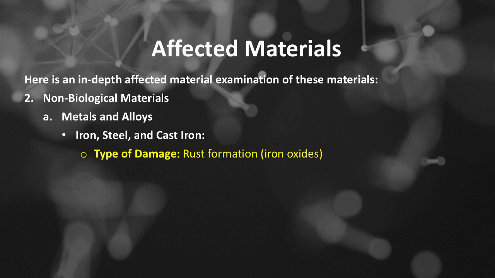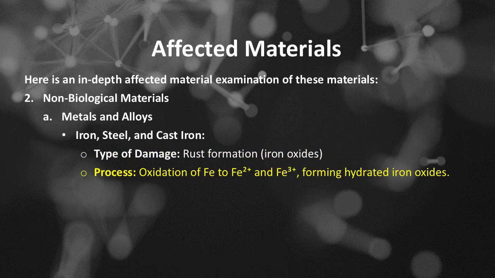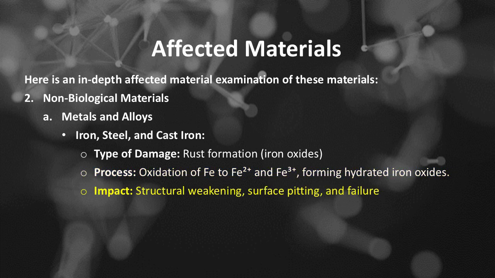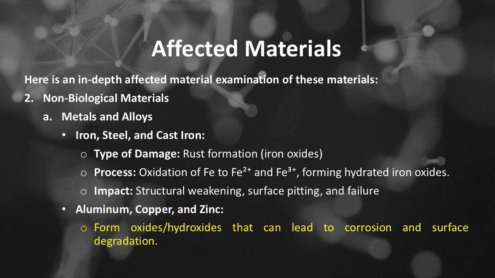Iron, steel, and cast iron type of damage: rust formation, iron oxides. Iron, steel, and cast iron process: oxidation of Fe to Fe2+ and Fe3+, forming hydrated iron oxides. Iron, steel, and cast iron impact: structural weakening, surface pitting, and failure. Aluminum, copper, and zinc form oxides or hydroxides that can lead to corrosion and surface degradation.